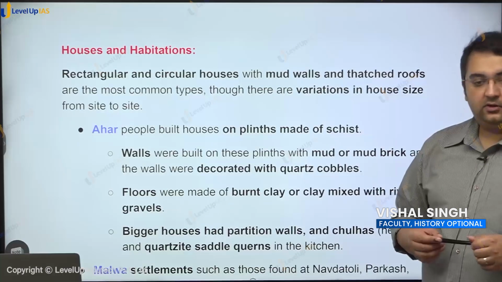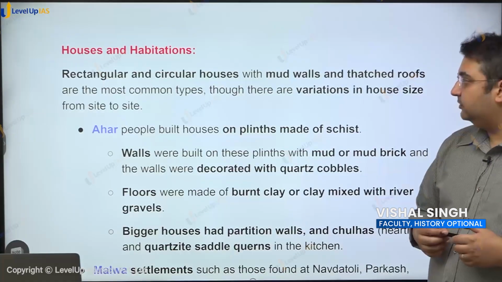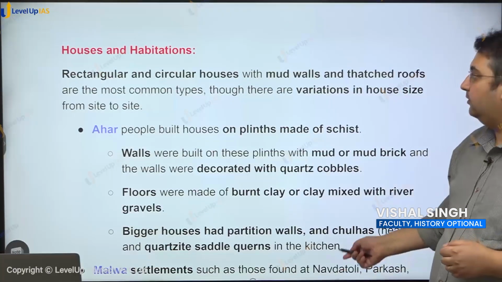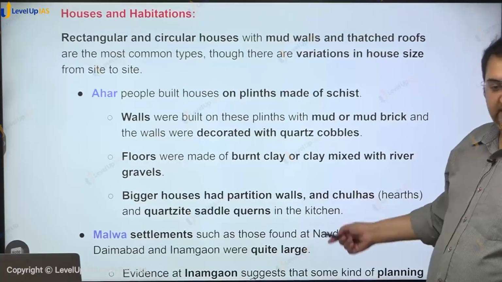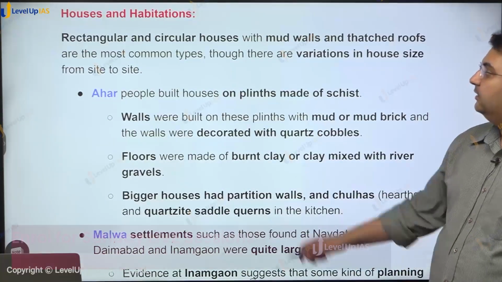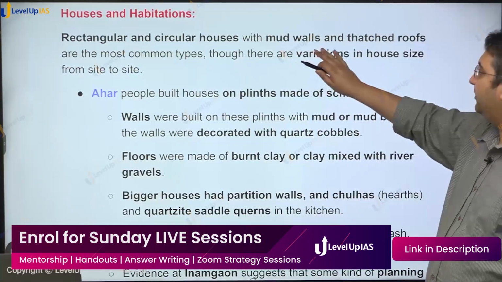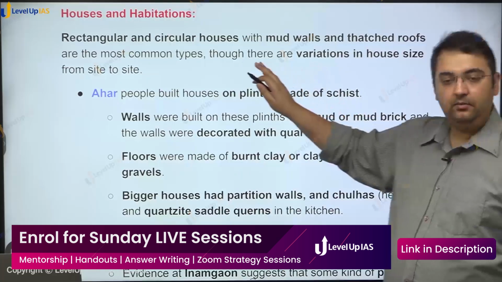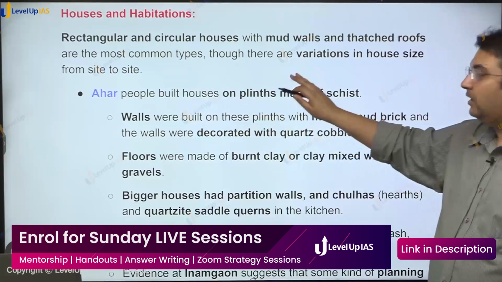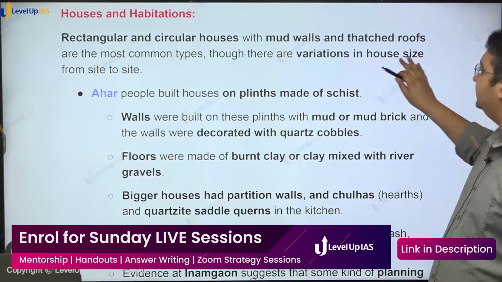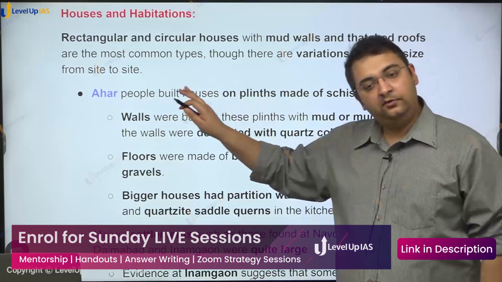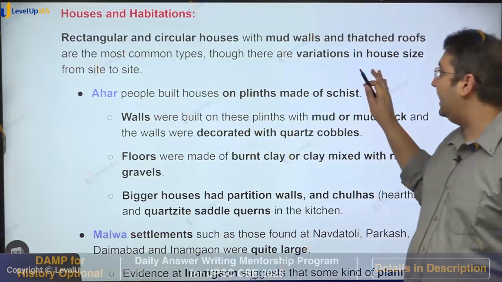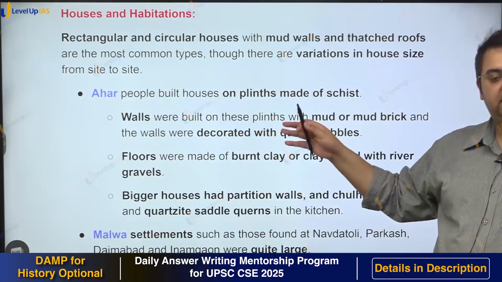Right, so we had talked about the trade and commerce of the Chalcolithic people. Now about their houses and habitations, that is their settlement and dwelling pattern. Rectangular and circular houses with mud walls and thatched roofs were the most common types of houses. However, there are variations in the size of houses from site to site. Types of houses also vary from site to site. Reason?